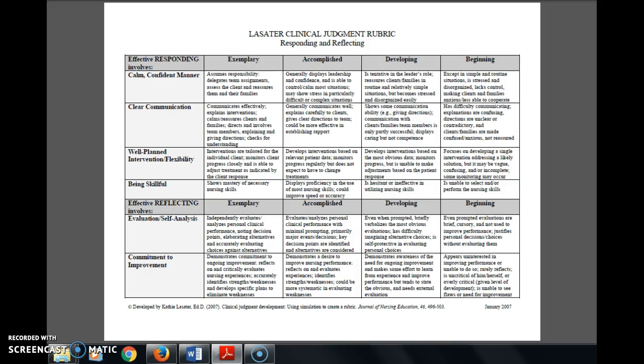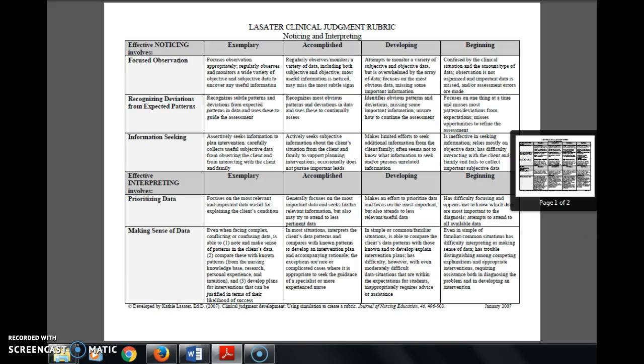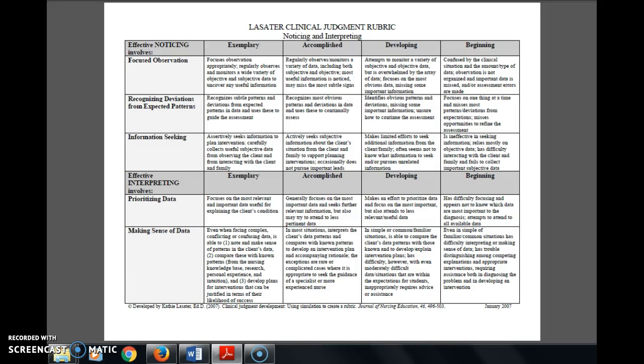So this is just a quick look at this tool. We will use it, as I said, during our simulations, during lab time, and so I want you to become familiar with it. And this lays out the different levels of skill that are required for each different aspect of clinical judgment.